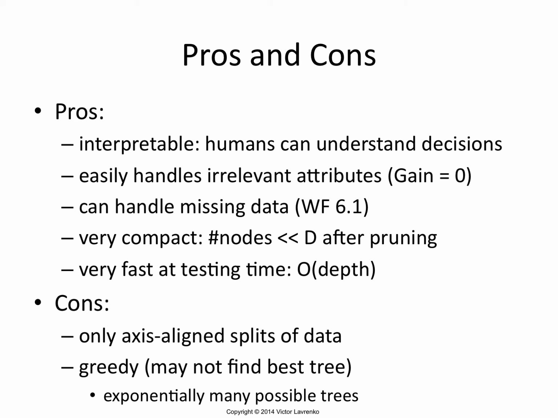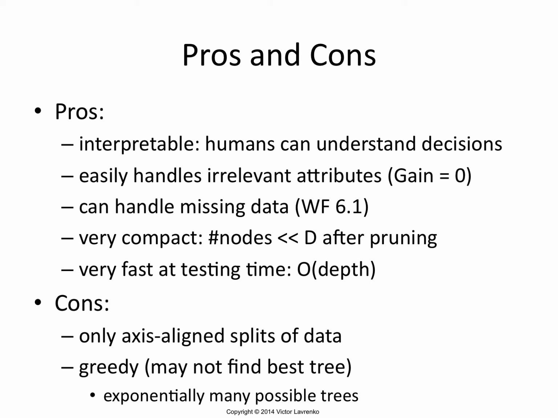It's very compact and it's very fast. It takes a while to learn a decision tree, but once you have learned it, it's the fastest classifier that you can build. The cost for running a decision tree is on the order of the depth of the tree. That's how many attributes you're looking at.